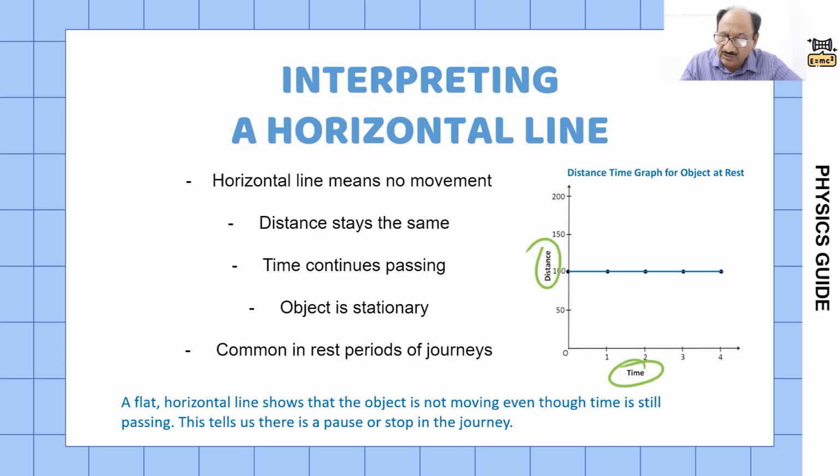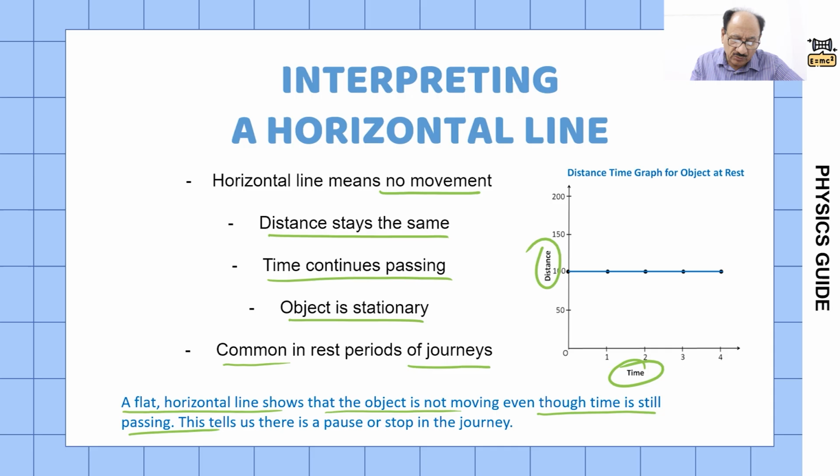A horizontal line means that the distance is not changing with the passage of time. So a horizontal line means no movement. The distance stays the same and time continues to pass. So the object is stationary, common in rest periods of journeys. A flat horizontal line shows that the object is not moving even though time is still passing. So this tells us there is a pause or stop in the journey.